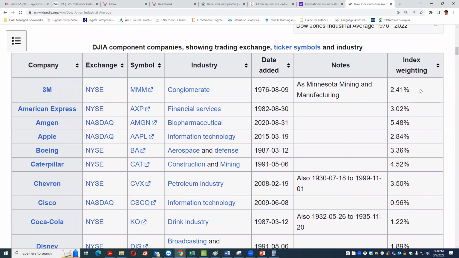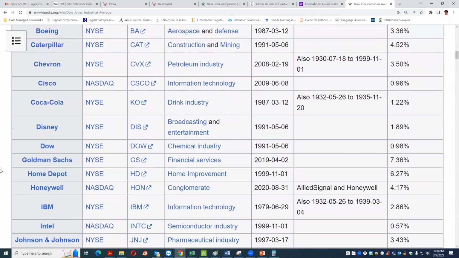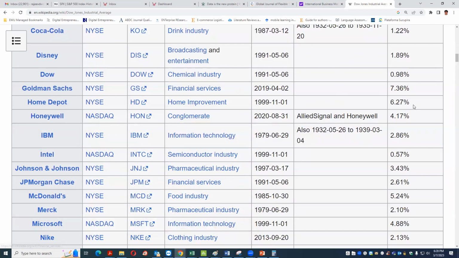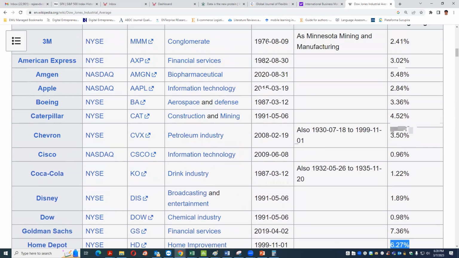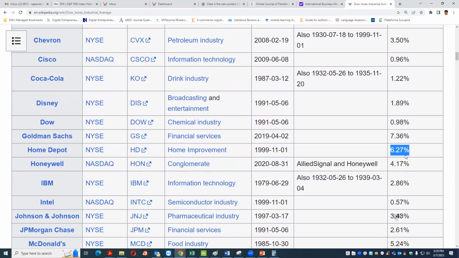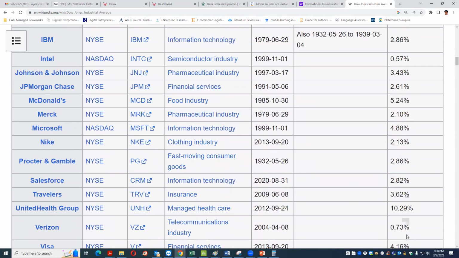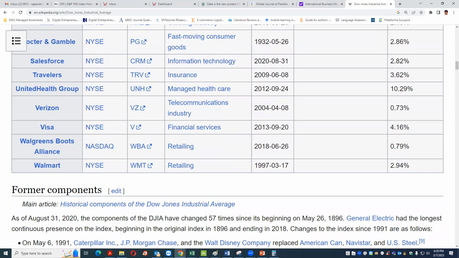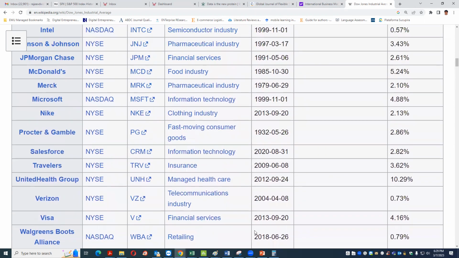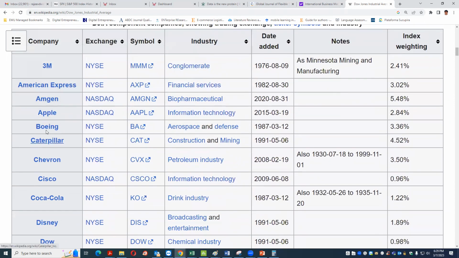How the index is formed, how they do the indexing. When you look into Dow Jones or Standard and Poor's or Nikkei or London Stock Exchange or any other index, Apple has 2.84. Biggest is Home Depot. So Home Depot, how much is it? 6.27 in the Dow Jones index. Biggest contributor is Home Depot. So this is the value that they have. Walmart is 2.94.